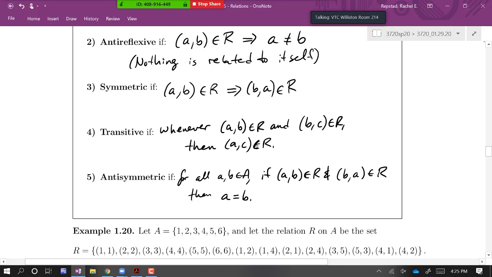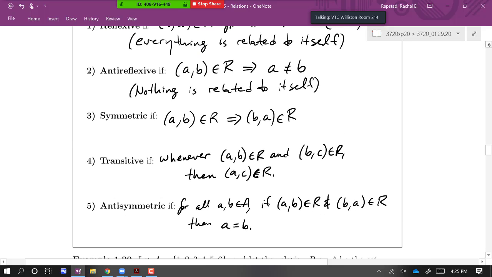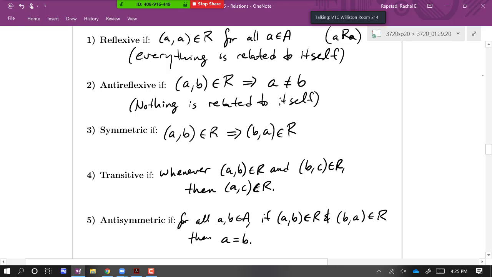So we have these properties. I said in the beginning, when we were looking at reflexive and anti-reflexive, it's possible for a relation to be reflexive. It's possible for it to be anti-reflexive. It doesn't have to be one or the other. It could be neither, all right? But it can't be both. You can't be reflexive and anti-reflexive at the same time. You can't be symmetric and anti-symmetric at the same time. But you don't have to be either.